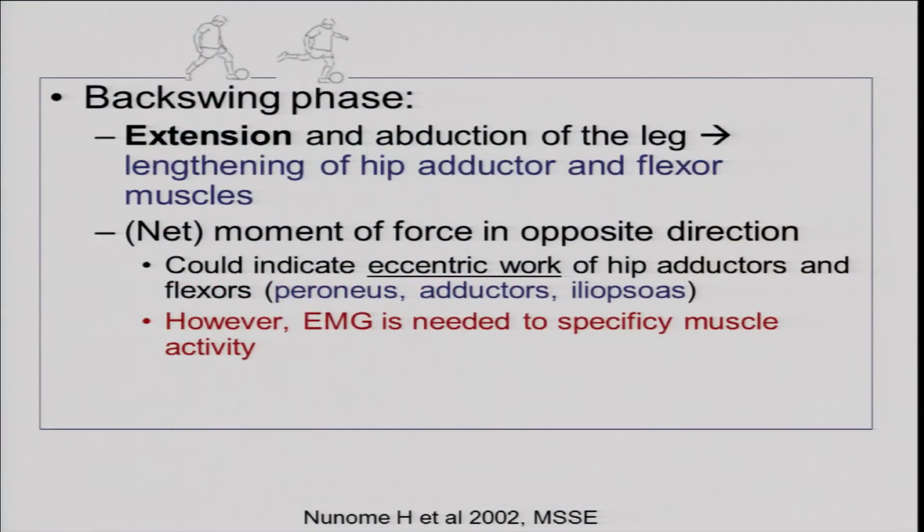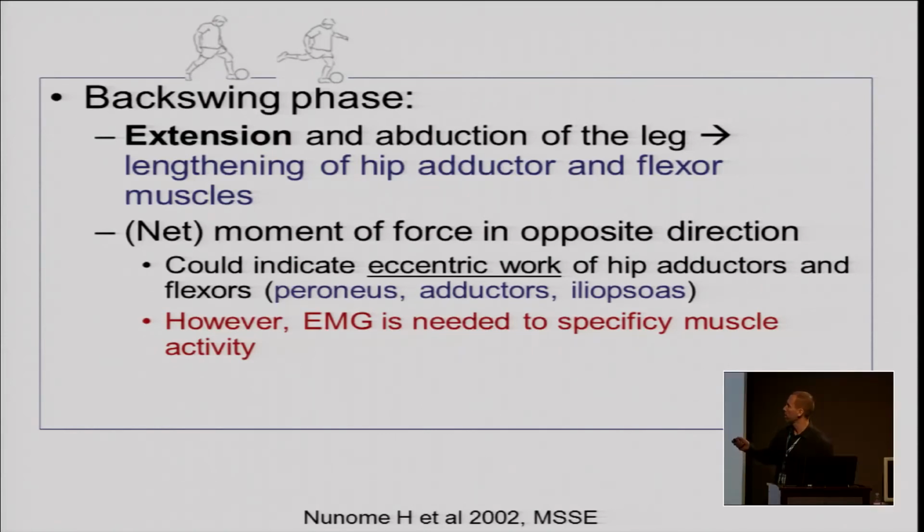So we can say at least during the backswing phase, there's an extension and abduction of the leg. There's also actually a small internal rotation. It wasn't shown on these graphs. But it causes lengthening of the hip adductor and flexor muscles. And if they're active, that does mean they're working eccentrically. But we need EMG to measure if they're actually working during these lengthening phases. So it could be these muscles, the adductors, the adductor longus, iliopsoas.